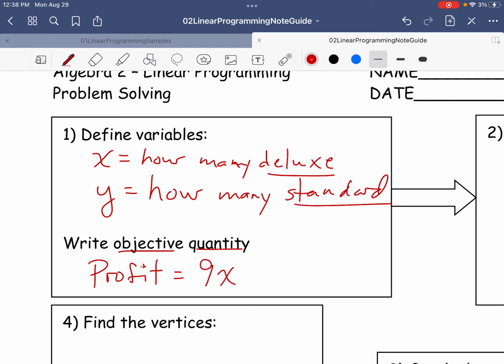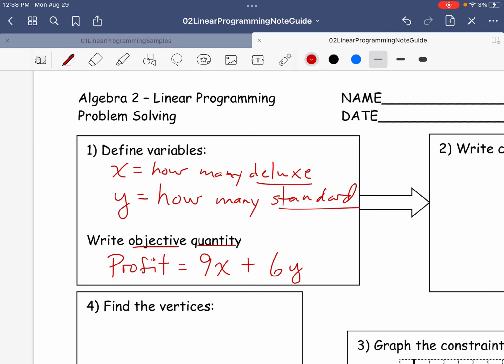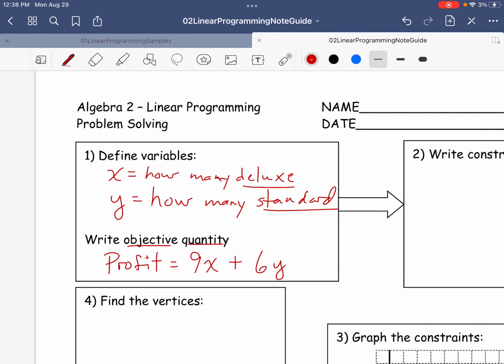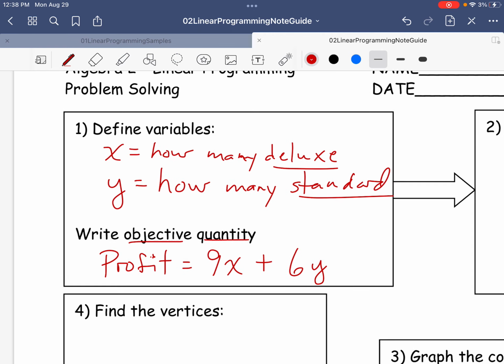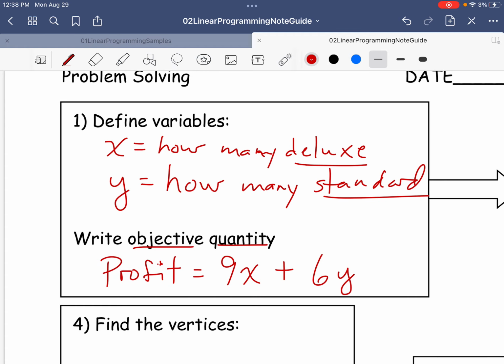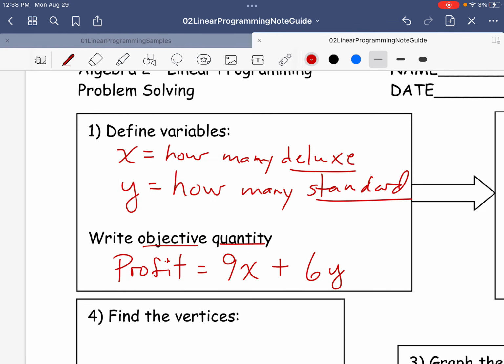But we're going to use $9 profit for every X and $6 profit for every Y as our equation. Okay, now, before we go any further, please understand we don't know how many phones we need to make. But if we knew how many phones we made, then we would know what our profit is, because our profit's going to be $9 for every X phone and $6 for every Y.